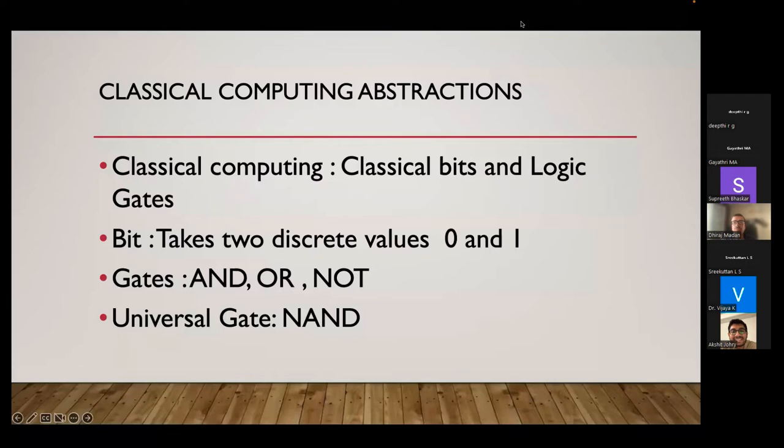Okay, let me continue. Essentially, a classical bit consists of two values, 0 and 1. And then you have some sort of gates. You also have a universal gate, which is NAND. And you can compose your entire classical computation in the form of these bits and logical gates.